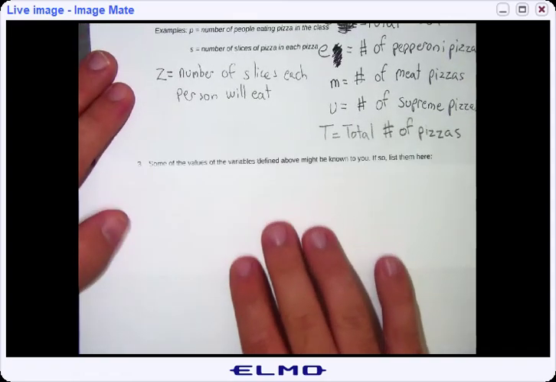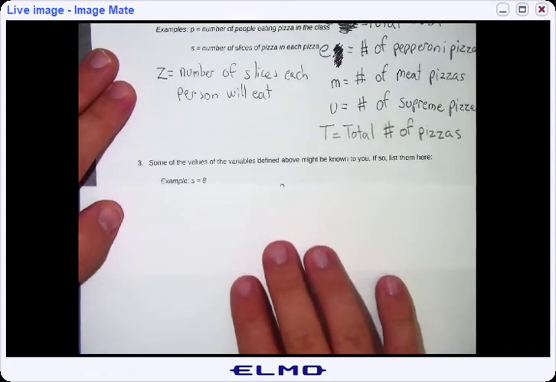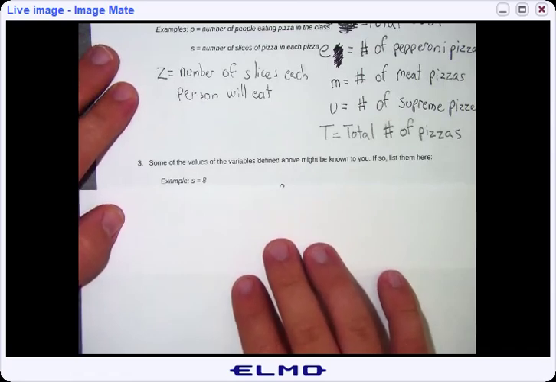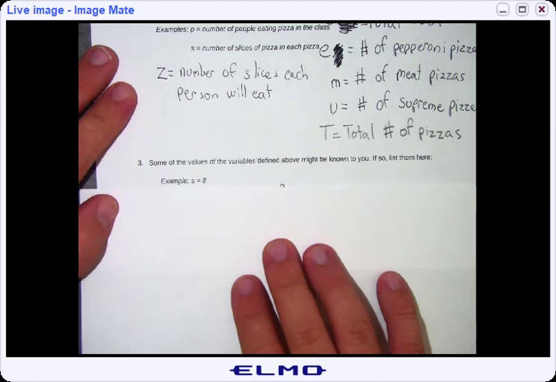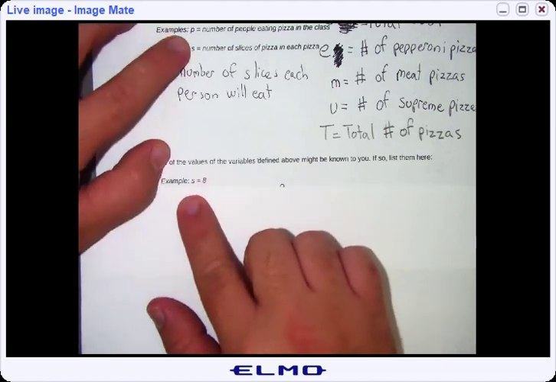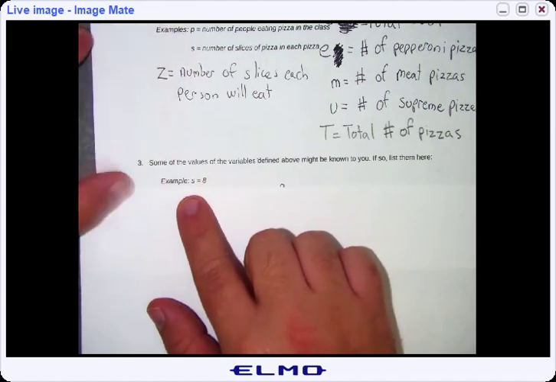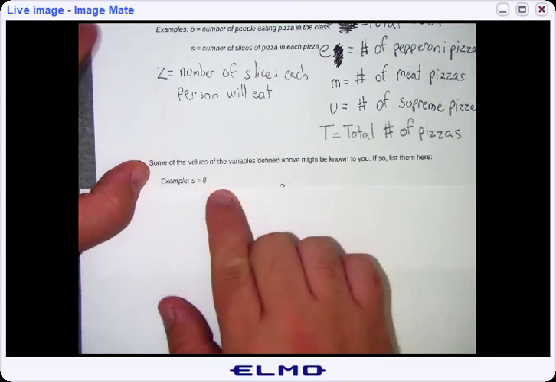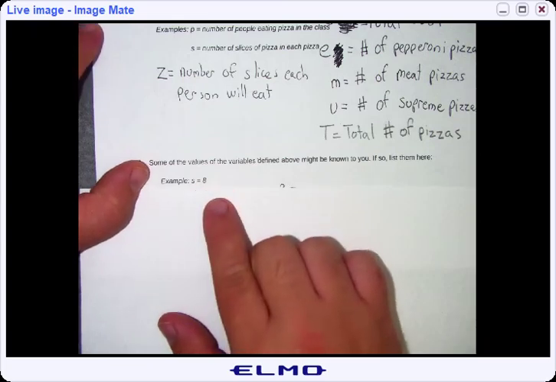If we keep going, it says, some of the values defined above might be known to you. If so, list them here. So they already have one for S. They're saying that S was, remember, the number of slices of pizza in each pizza. Depending on where you get it, S could be 8, right? So that means that every pizza has 8 slices.